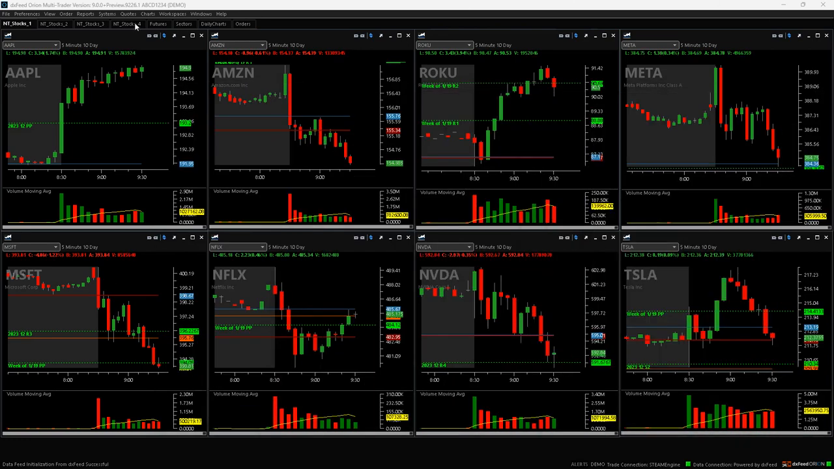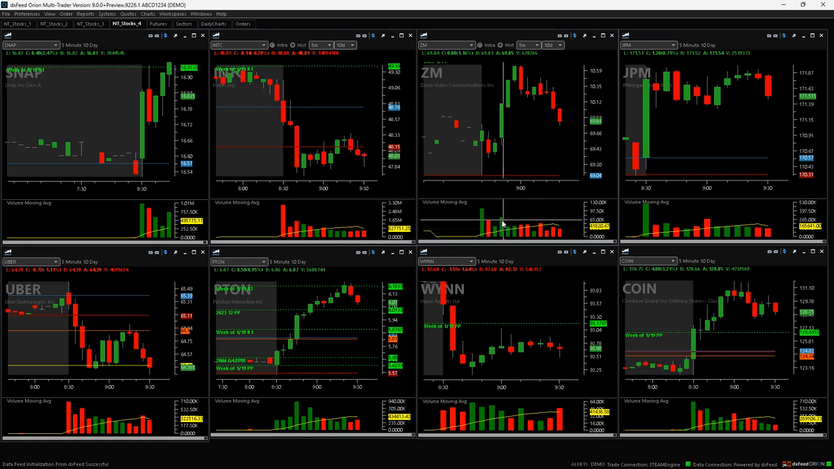So starting off with Zoom, nice mighty 90 here. Okay, and it had pushed up and I got in here, added to it up here. It gave me two bars and I got out. You can kind of see it's rolled over, but just followed the rules there.